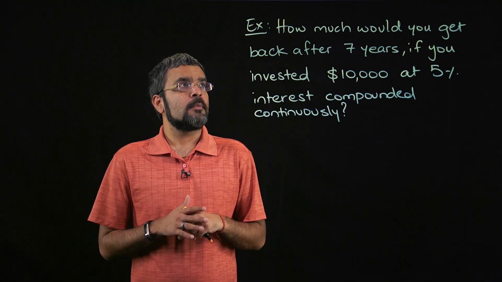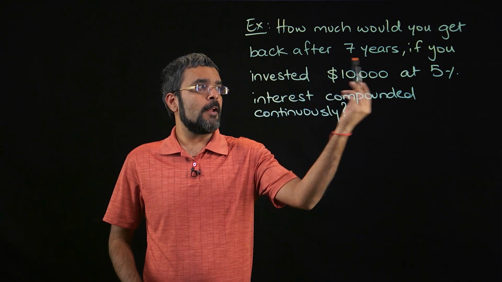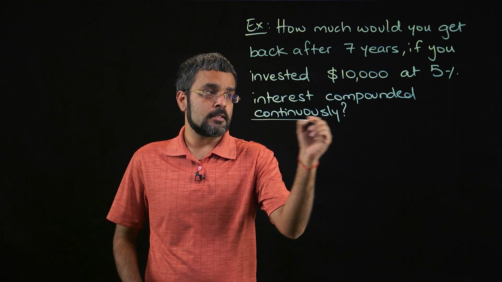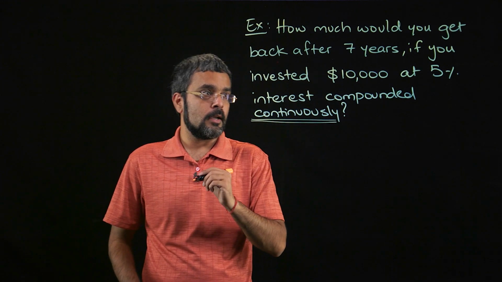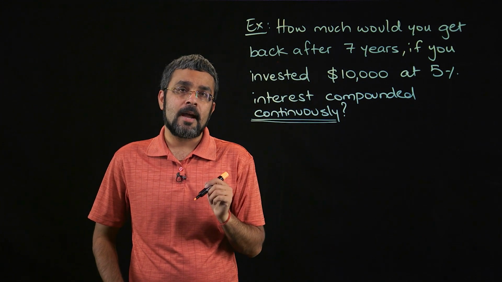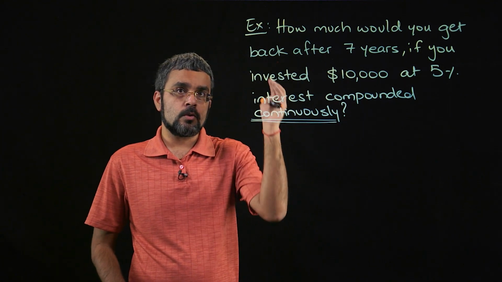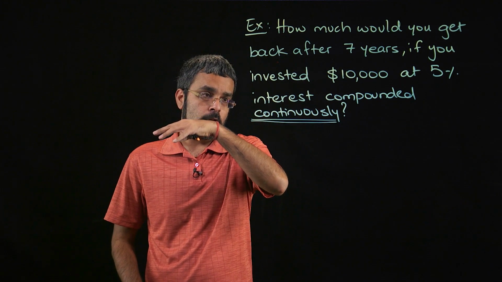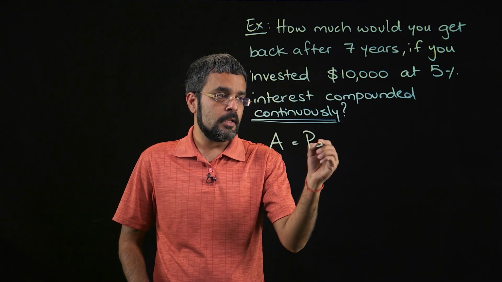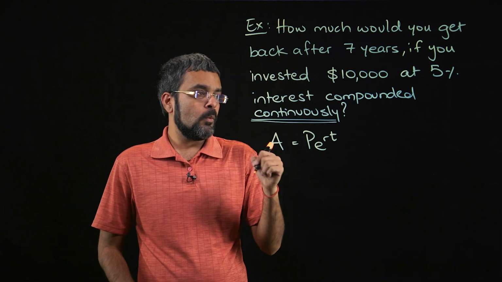Okay, so let's look at an example, right? If you invest $10,000 at 5% interest compounded continuously. Remember, the key word here is continuously. At 5% compounded continuously, how much money would you get back at the end of 7 years? So whenever you see the word continuously, we don't use our other compound interest formula, but we use the formula A equals P e to the rt, right? So the Pert formula.